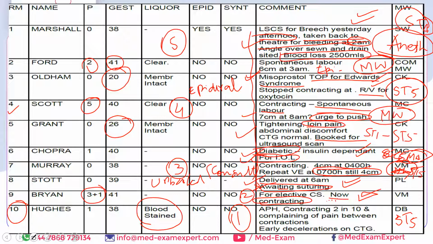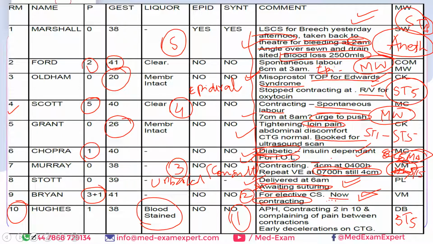I will ask ST1 to do the complete examination and send the bloods, and I will ask him to inform me. Then I can see that she is para 1, 40 weeks, and she is diabetic, insulin dependent, and she is for induction of labor. So yes, I will ask one of the midwives to take the detailed history and to send me any kind of risk factors involved apart from this diabetes, because before induction of labor, we have to take consent, we have to start her on sliding scale as well.